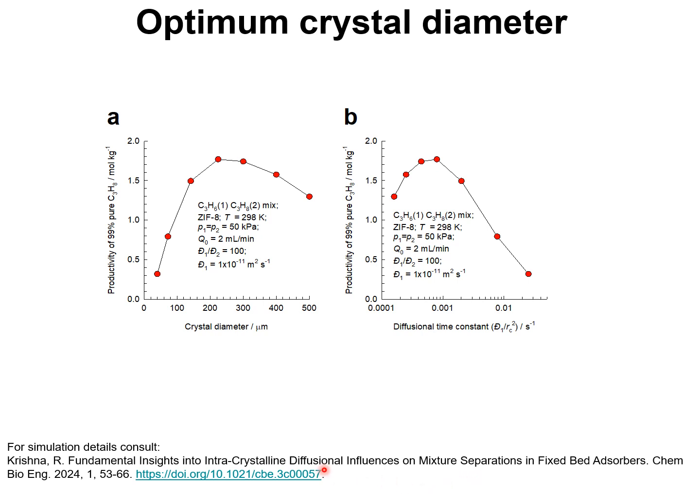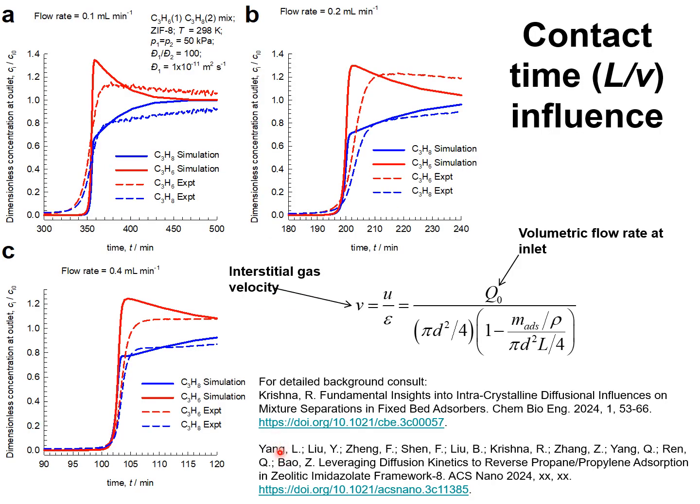The concept of optimum crystal diameter is discussed in detail in my 2024 paper in Chemical and Bioengineering that is available online. A second campaign of experiments with varying inlet flow rates was conducted and reported in this paper in ACS Nano 2024. In all these three cases, the particle diameter of ZIF-8 in the packed tube is held constant at 9 micrometers, and the flow rates are varied: 0.1 milliliters per minute, 0.2 milliliters per minute, and 0.4 milliliters per minute.